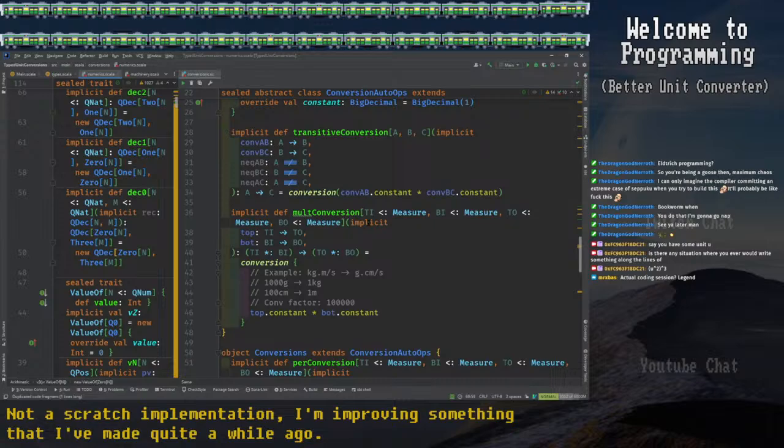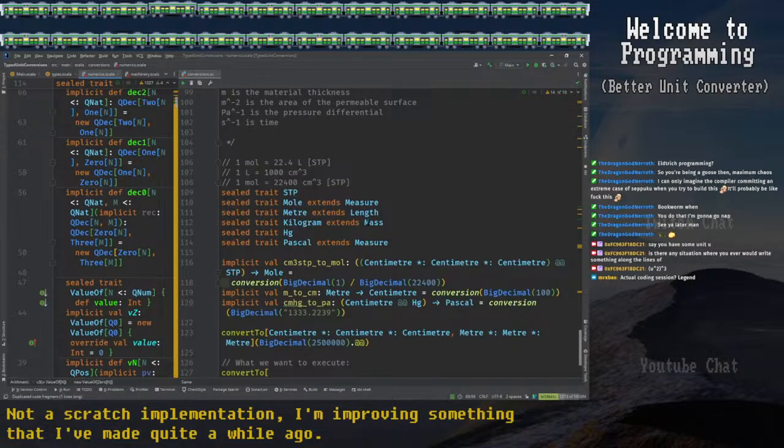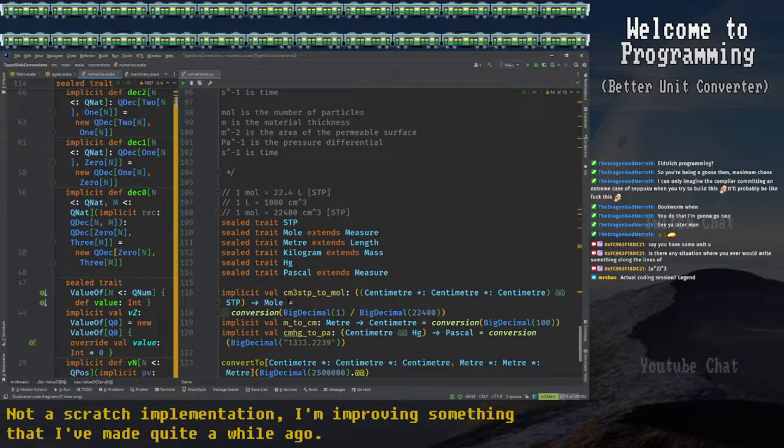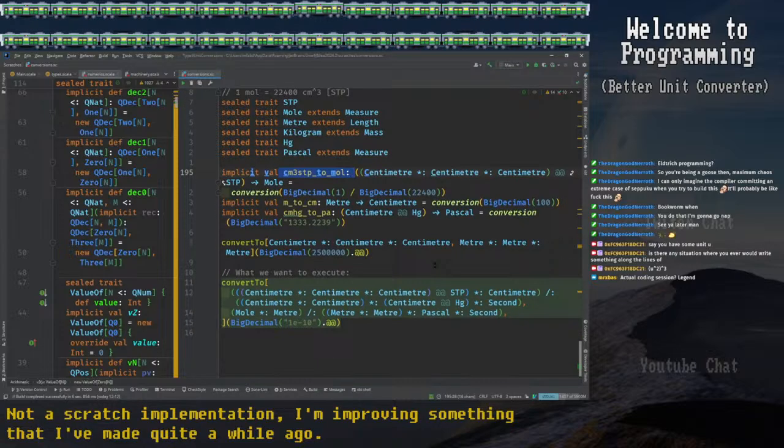So let's say I only have a couple of conversion constants, right? I have, I don't know, meters to centimeters, one pressure conversion constant, and another weird particle count conversion constant. And then I say I want to convert this absolute monstrosity of a unit into this other monstrosity of a unit. I'm making the compiler automatically derive a constant to do the conversion with, and then perform it.